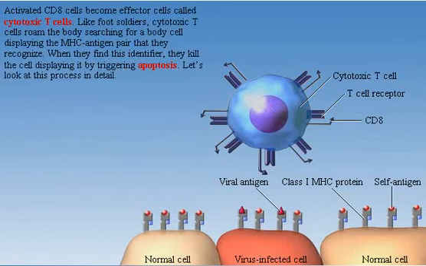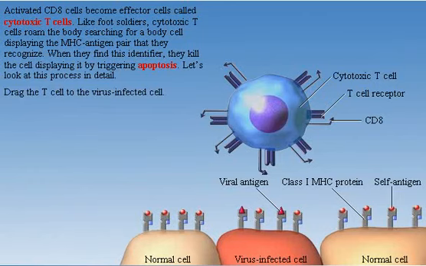Activated CD8 cells become effector cells, called cytotoxic T cells. Like the foot soldiers of the castle patrolling for enemies, cytotoxic T cells roam the body, searching for a body cell displaying the MHC antigen pair that they recognize. When they find this identifier, they kill the cell displaying it by triggering the process called apoptosis, which we have briefly discussed. Now let's look at this process in more detail.